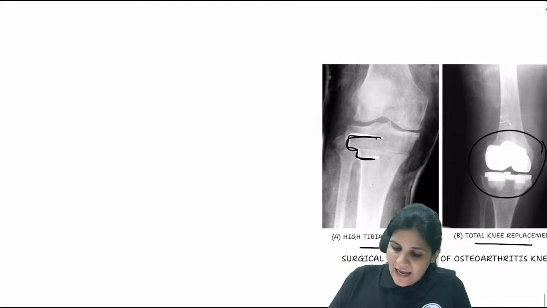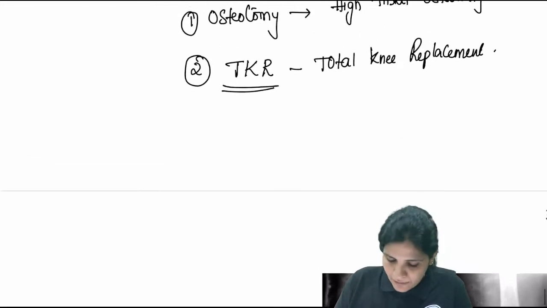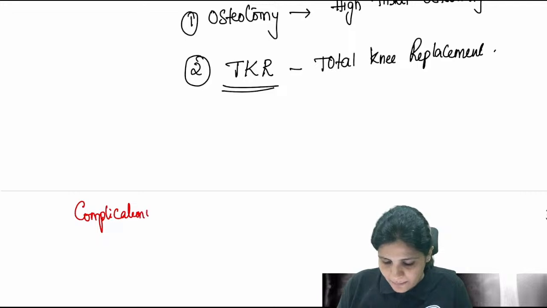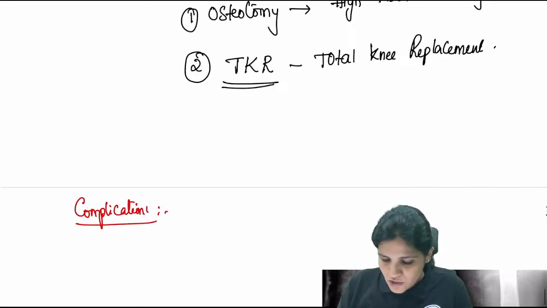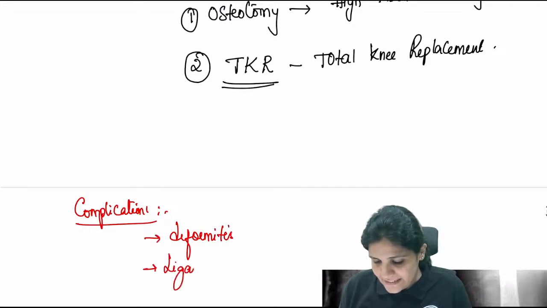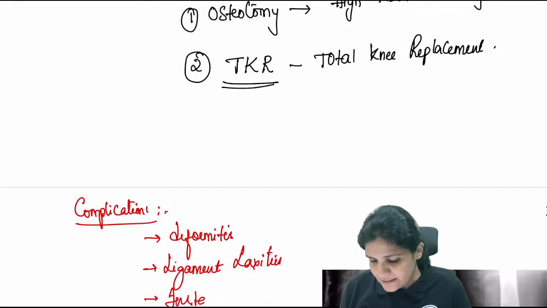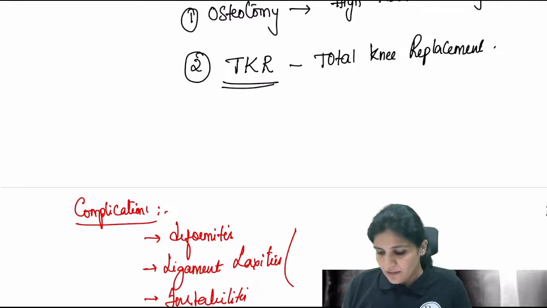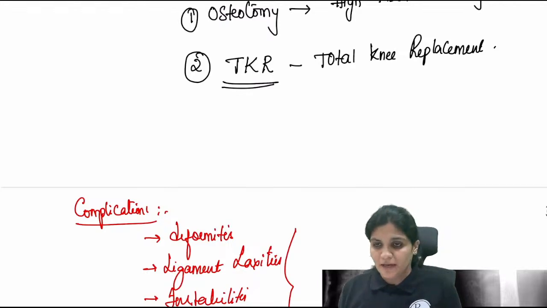So that is it. And complications, what you have to remember for osteoarthritis is, again, they will go to severe deformities where the patient will not be able to walk. So landing up with deformity, and then because of the deformity, they will be ligament lax, right? Which will lead to instability, right? So these are all the complications which they end up with.